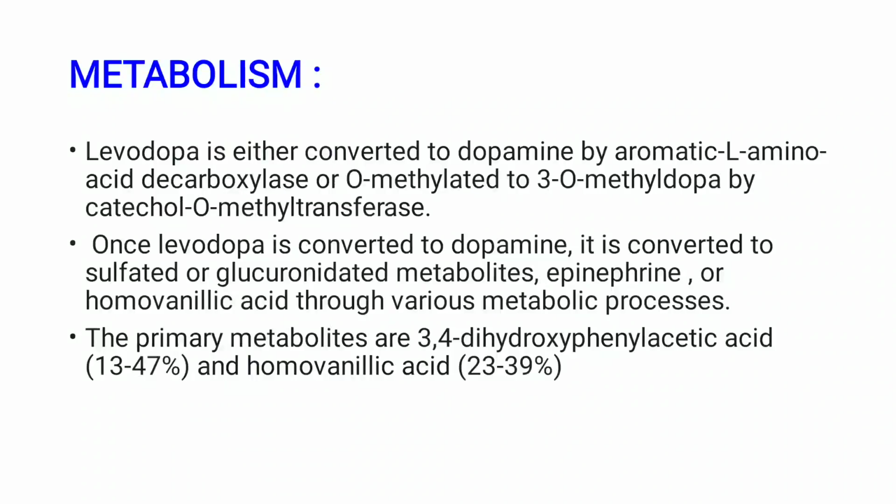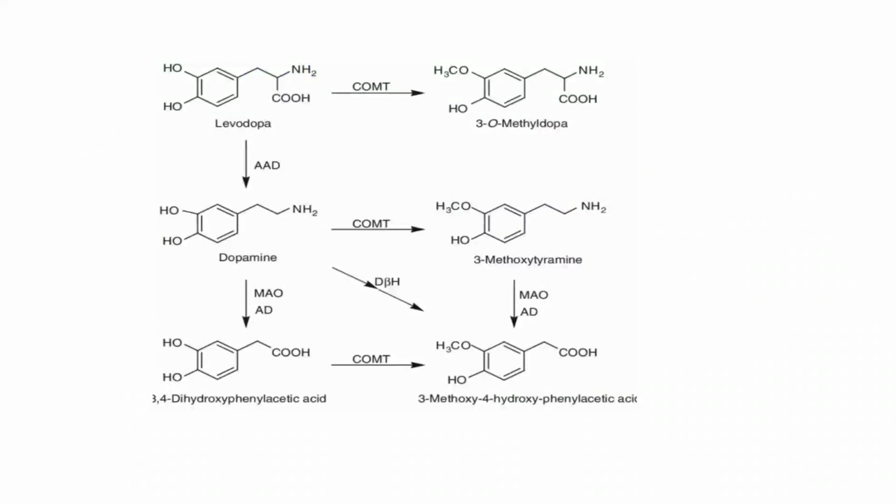Now we will discuss the metabolism of LEVODOPA. LEVODOPA is either converted to dopamine by aromatic L-amino acid decarboxylase or O-methylated to 3-O-methyldopa by catechol O-methyl transferase. Once LEVODOPA is converted to dopamine, it is converted to sulfated or glucuronidated metabolites, epinephrine or homovanillic acid through various metabolic processes. The primary metabolites are 3,4-dihydroxyphenyl acetic acid, about 13 to 47%, and homovanillic acid, 23 to 39%. This is the outline of metabolism of LEVODOPA.